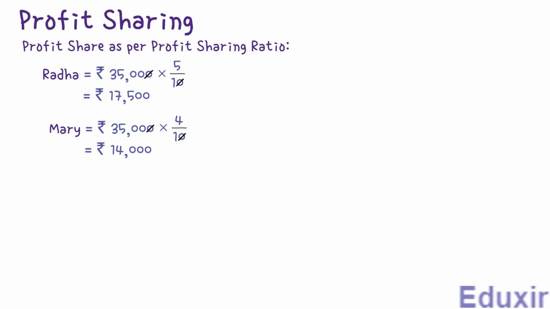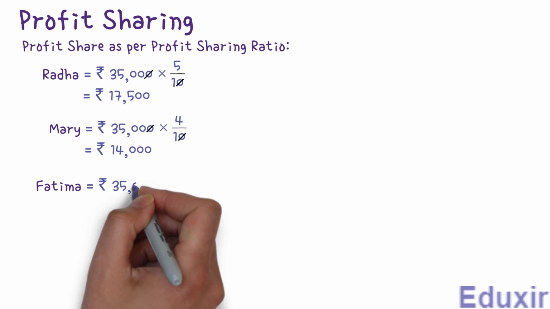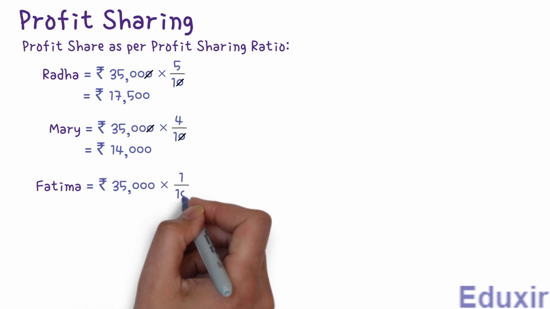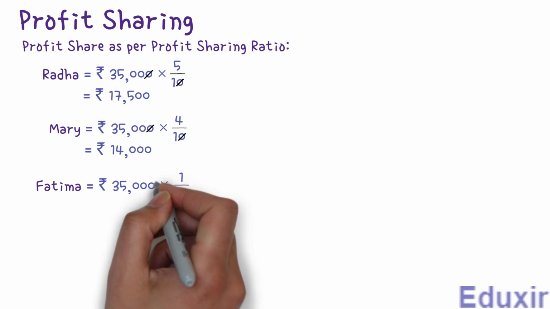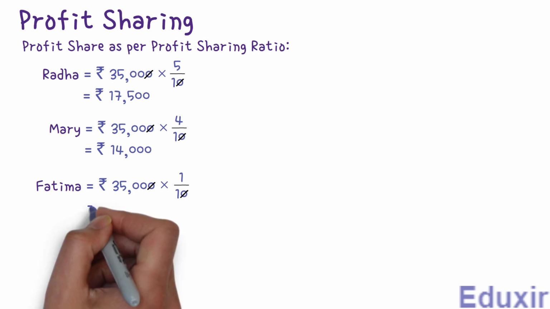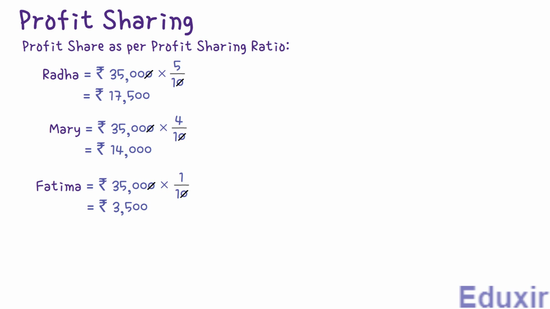Now the profit share of the partner Fatima is equal to the total net profit amount of 35,000 rupees multiplied with her profit sharing ratio 1 upon 10. Let's cancel the 0 in 10 against a 0 in 35,000 rupees. The resulting value of this calculation is 3,500 rupees. This is the share of profit for the partner Fatima.